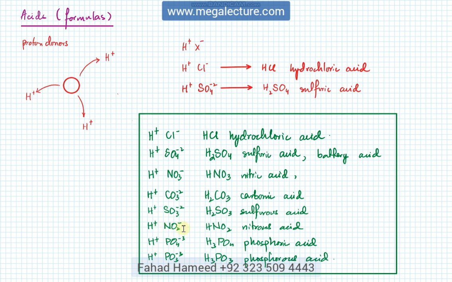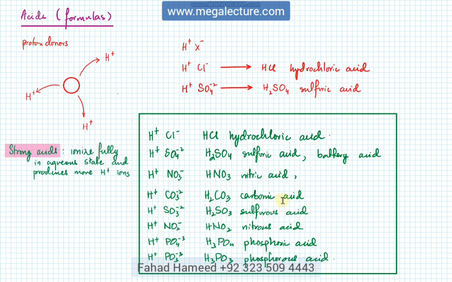H+1 with nitrite ions, NO2 -1, that's going to be nitrous acid. H+1 with phosphate ion, that's going to be phosphoric acid. And we've got H+1 with PO3 -3, which is phosphite, and that's going to be phosphorus acid. So remember the names and the formulas of all of these acids. That's extremely important.